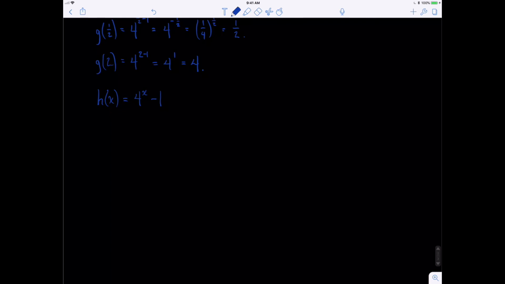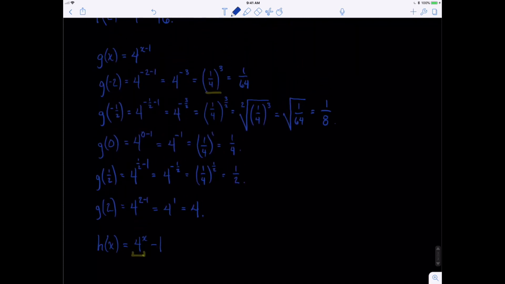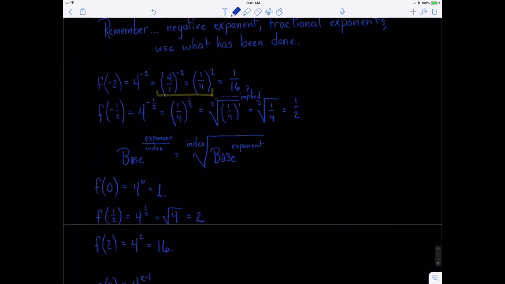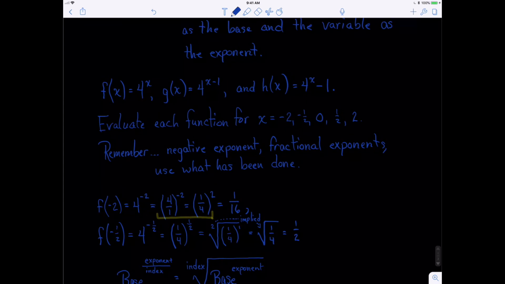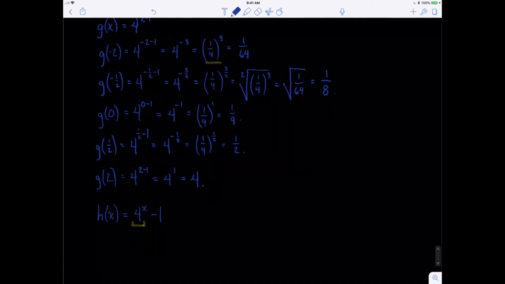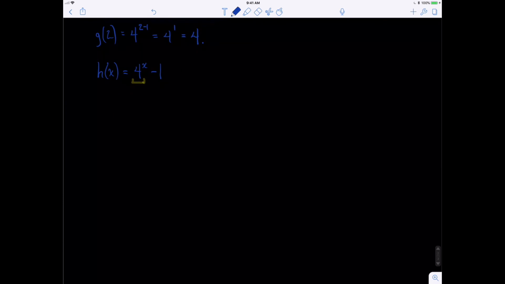Now, this is another example of using our previous work. Because if I just look at this little bit here, 4 raised to the x, well, we've seen that before. Where? That 4 raised to the x is right here. It's f of x. So in other words, we've calculated all 5 of those already. All we have to do now is subtract 1 from each one.